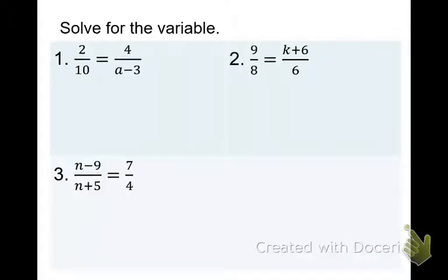Right, so what do we call it when you have one fraction set equal to another fraction? It is called a proportion. Good. So, what did I teach you to solve a proportion? Cross multiply. So, we could do like 10 times 4, which is 40.